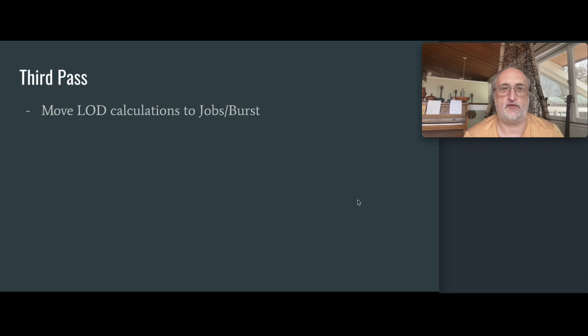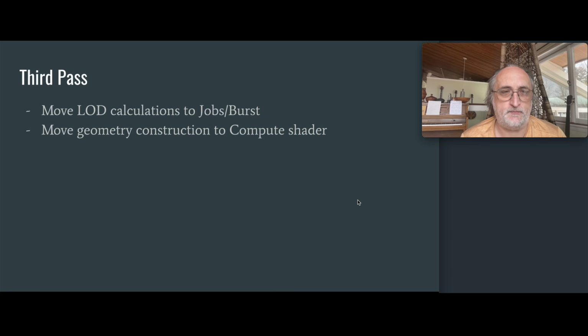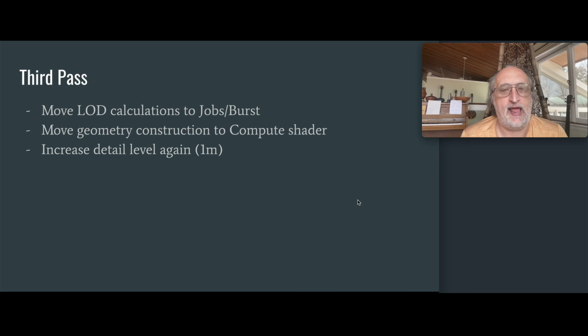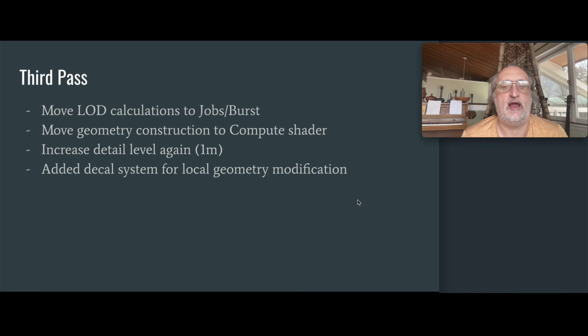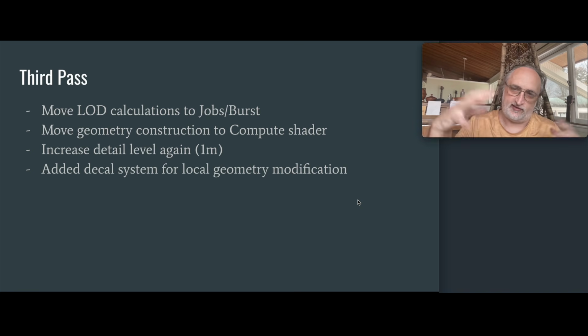And so in a third pass, what we did is I took the LOD calculations, I made them all into jobs and Burst so that they could be done in parallel, which saved some time. And then I moved all that geometry construction to Compute Shader. Actually, that was a coworker of mine who did a lot of that work. But once you have things in jobs and Burst, it's really not that hard to move them to a Compute Shader. And we increased the detail level some more, and we added a decal system so that you could stamp on local geometry and move it around, which is very useful.